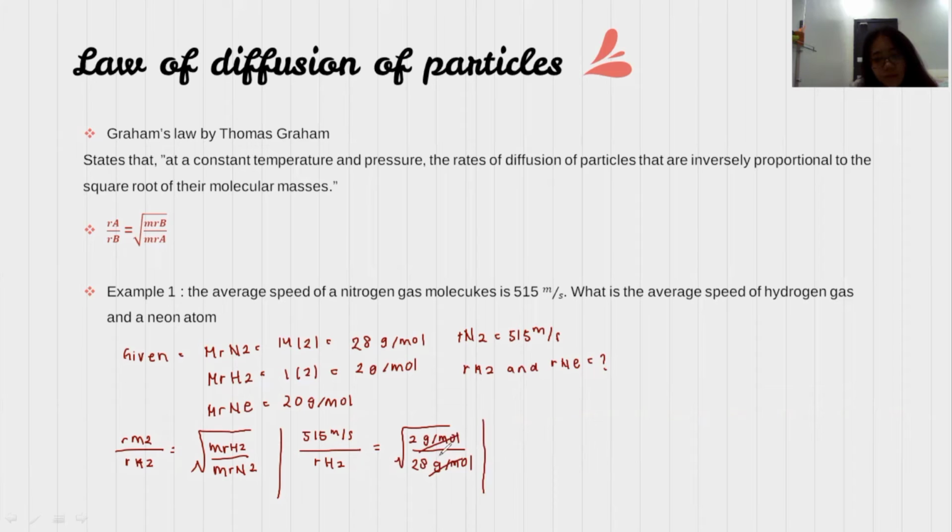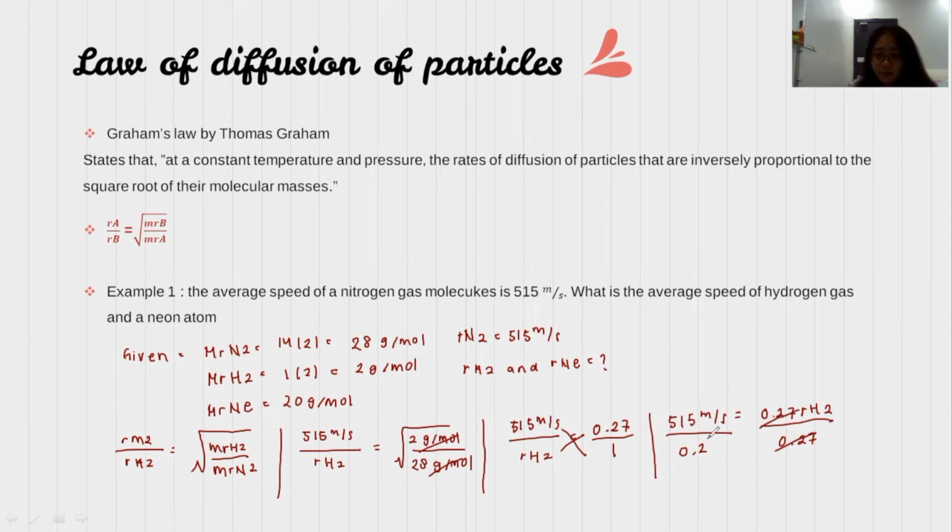Cancel gram per mole out. The result of square root of 2 over 28 is 0.27. First multiply, and we got the result 515 meter per s equal to 0.27 times the rate of diffusion of hydrogen. Divide by 0.27. Cancel 0.27 out. We're going to divide 515 by 0.27 and we got the result 9007.41 meter per s.